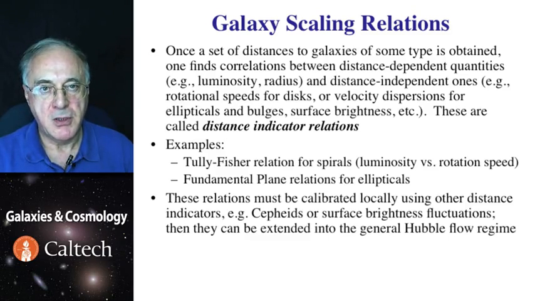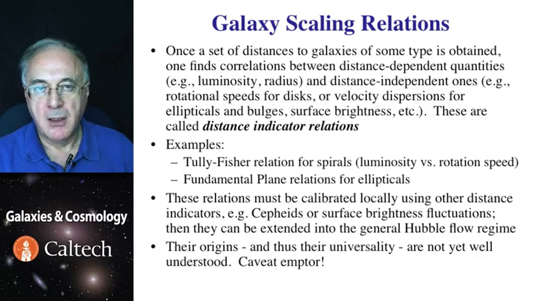Because these distance indicator relations provide a relative distance of galaxies from each other, they do have to be calibrated locally. So for example, the Tully-Fisher relation can be calibrated with distances to spirals that are known, say, from Cepheids, whereas the fundamental plane relation can be calibrated from distances using surface brightness fluctuations, each of which, of course, has been calibrated with the lower rungs of the distance ladder. Now, one thing to note here is that we have some idea where these relations come from, but their exact physical understanding or evolution are not yet well understood. So we have to beware. We're using a tool whose origins and the way it functions are not perfectly well understood.